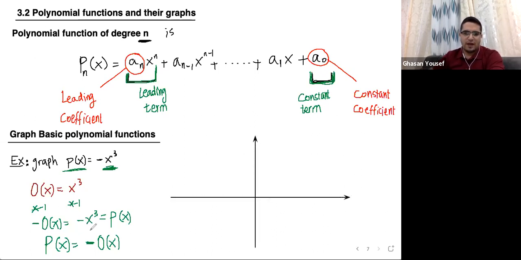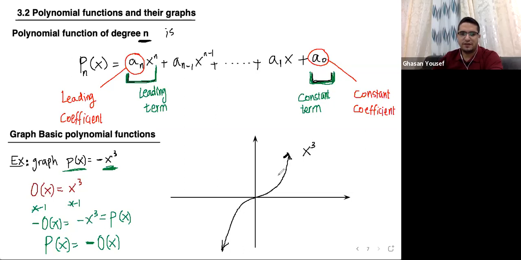So first of all, we have to graph the original function O of x. As we learned before, the graph of the original function looks like this. This is my original function. This is x cubed, x to the power 3.